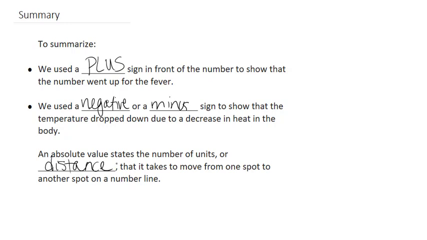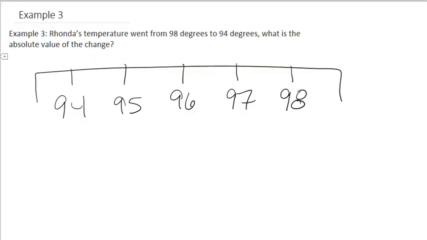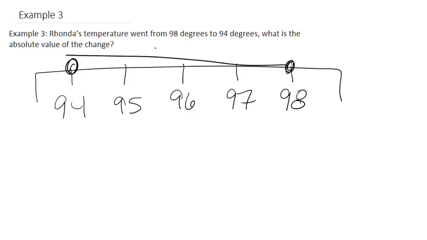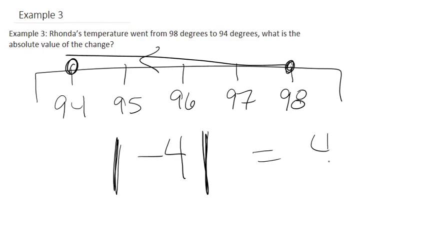So let's revisit the example with Rhonda. Rhonda's temperature went from 98 degrees to 94 degrees, or minus 4. If we want to find the absolute value, or the number of units that Rhonda's temperature changed, we would put 2 vertical lines on the outside of the number negative 4, like this. Now, looking at the number line, we can count that it has moved 4 spaces. Therefore, we could report that Rhonda's temperature changed by 4 degrees.